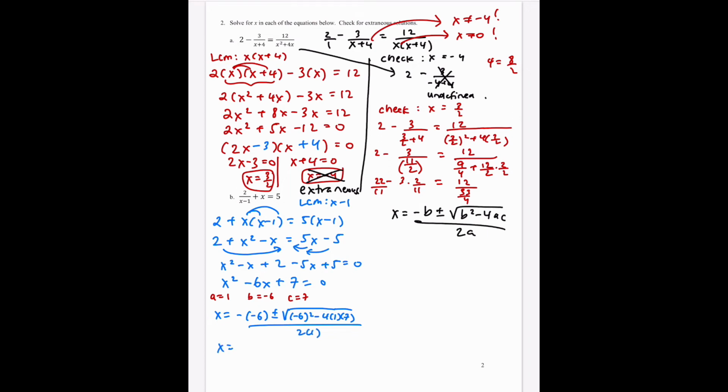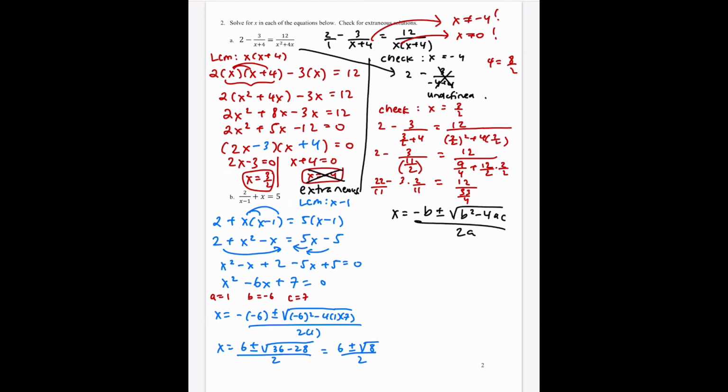So x is going to be negative 6 is 6, plus or minus the square root. Negative 6 squared is a positive 36. Minus 28, all over 2. So this is just going to become 6 plus or minus root 8 over 2.